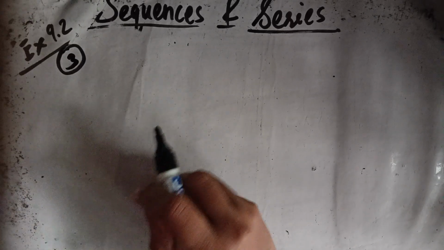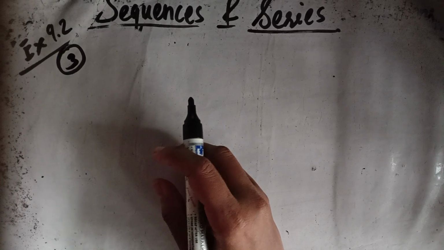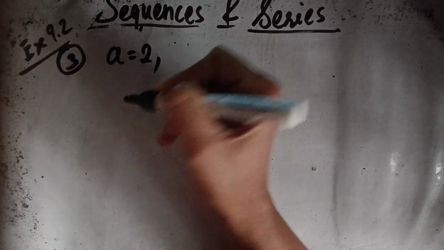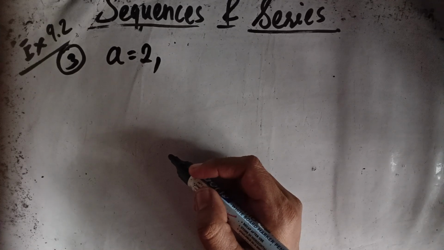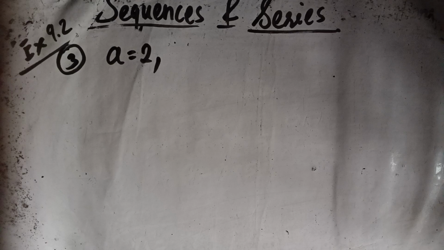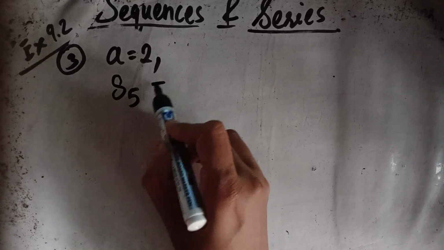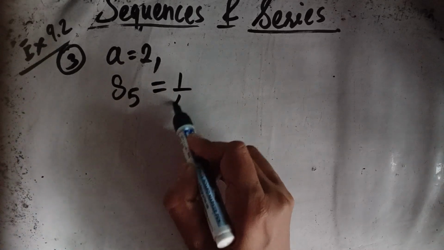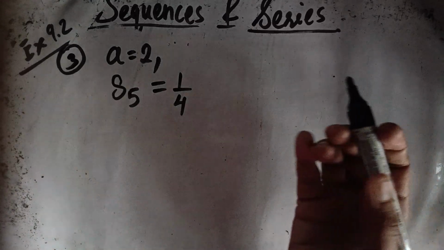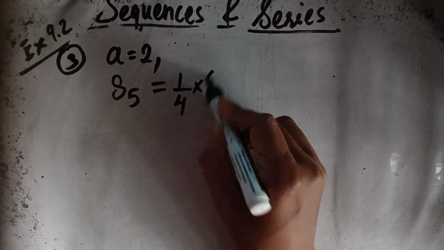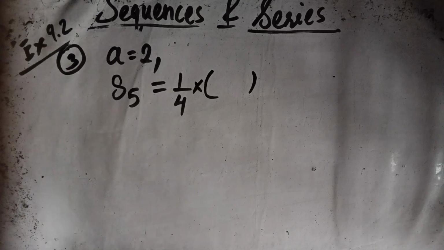Next question is, in an AP the first term is 2 and the sum of the first 5 terms is 1/4 of the next 5 terms. Show that the 20th term is minus 112. So here the first term is given, 2. This is the equation which is given. Sum of the first 5 terms, that is S5, is 1/4 of the next 5 terms.